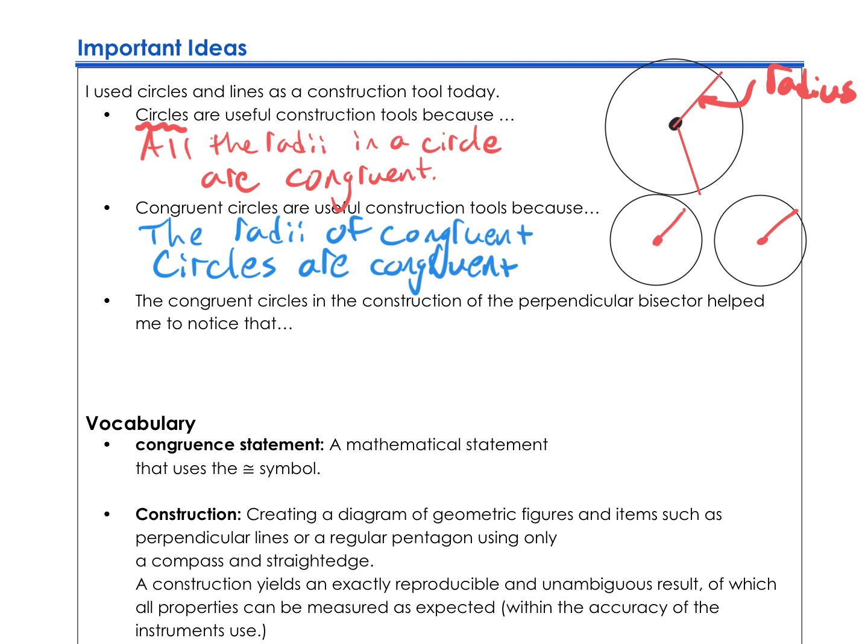So here we have a line. If we want to find a perpendicular bisector, something that's perpendicular that goes through the middle, what we need to do is construct two congruent circles. So if we open up our compass more than halfway and we draw a part of a circle, there's our part of a circle, and we construct another congruent circle on the other side here.